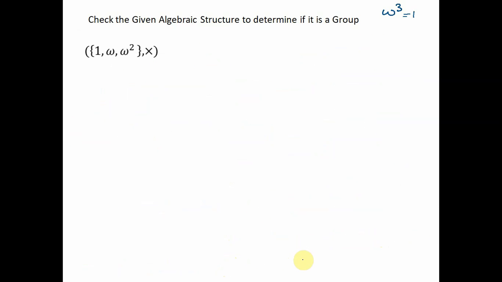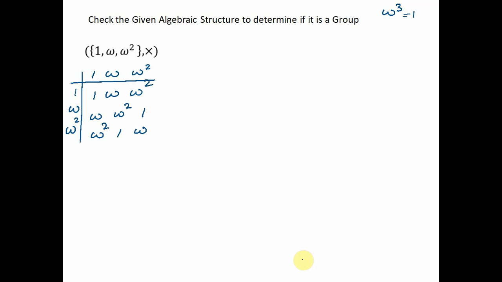Let's take a similar example: 1, omega, omega square, and once again the operation is multiplication. Now omega in this case is the cube root of unity. That means omega cube is equal to 1. Once again, we'll make the composition table and populate it. We see all the elements of the composition table are coming from the set itself. So this is a closed operation.